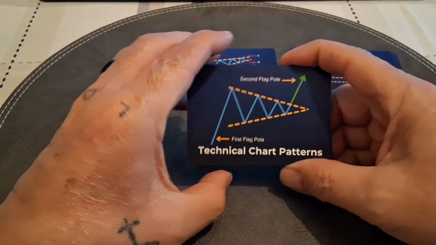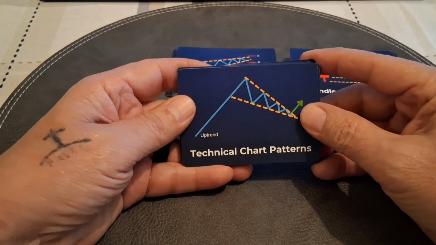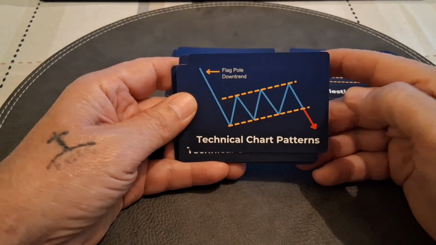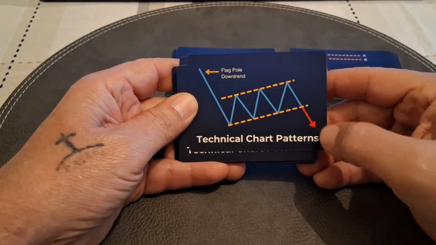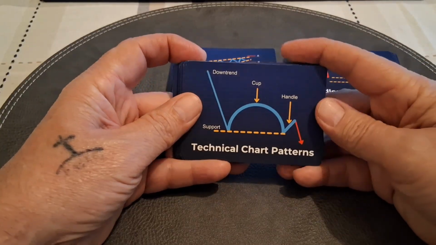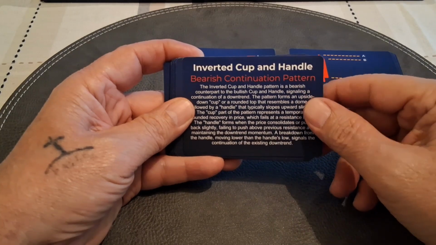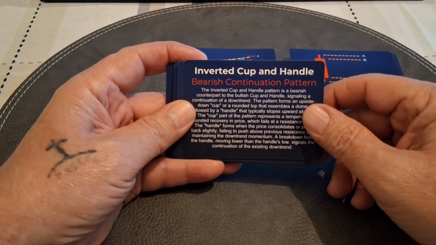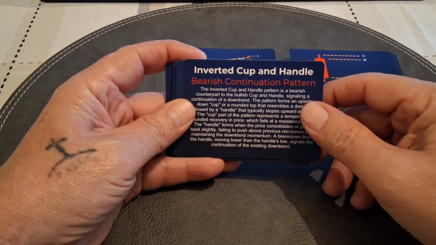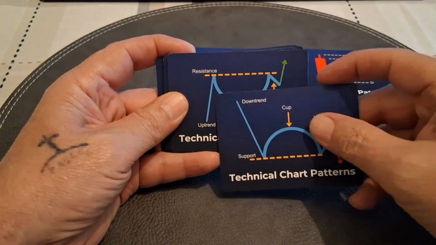Like technical chart patterns. Basically they give you patterns, and you'll know if it's a bullish pattern they're showing you right here. They got the green arrow. Bearish pattern, they got the red arrows right there. Check it out. This one is an inverted cup and handle. This pattern shows it's more likely going down. Bearish continuation pattern.